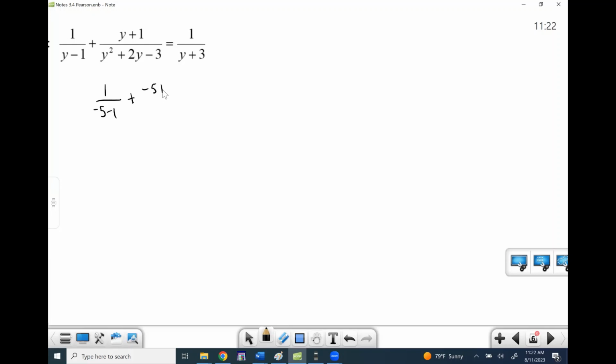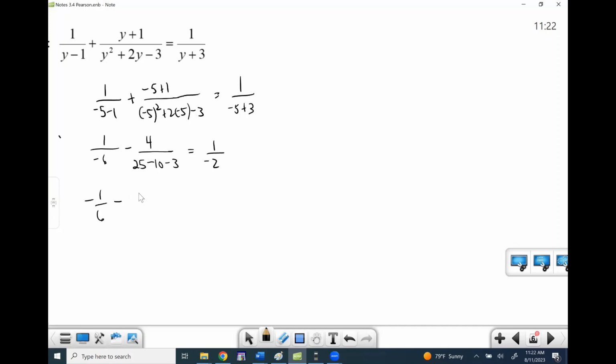Plus -5 plus 1 over. So this is going to be 1 over -6. When we combine these, we're going to get -4. So -4. -5 times -5 is 25. 2 times -5 is -10. So we get -1/6. I'm just going to pull the negative sign off to the side. 25 minus 10 is 15. 15 minus 3 is 12. All right, so we want to know if this is -1/2.